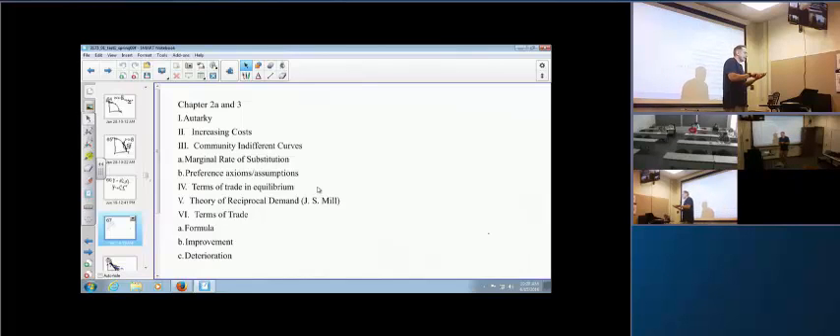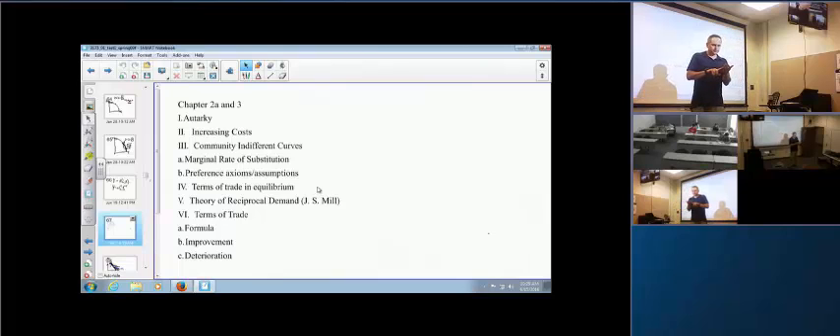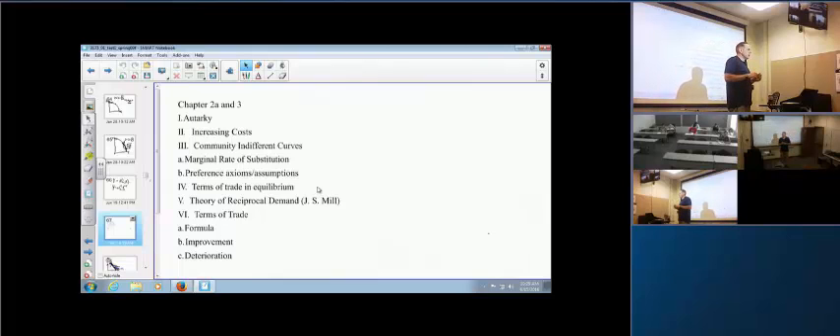The absolute advantage model of Adam Smith and the comparative advantage model of David Ricardo. Those three models constitute classical or traditional trade theory. I think that's my term, not the book's term.